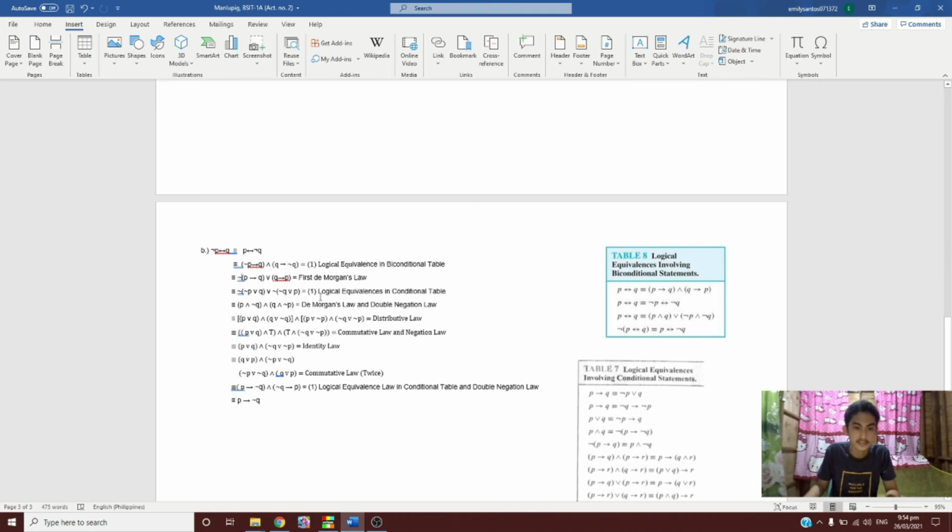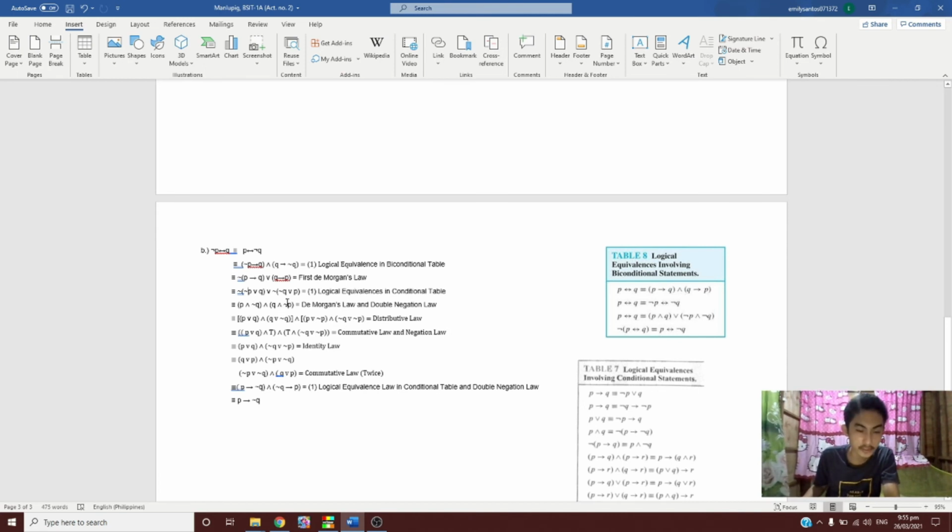So yeah, that's it. So next is De Morgan's law and double negation law. I'm using the double negation law since the before part has a double negation symbol, so I will turn it into no negation. As you can see here, negation times negation equals 0, negation times disjunction equals conjunction, and so on and so forth.